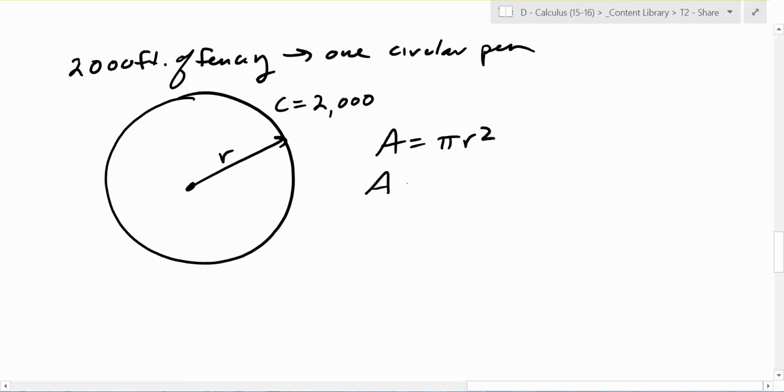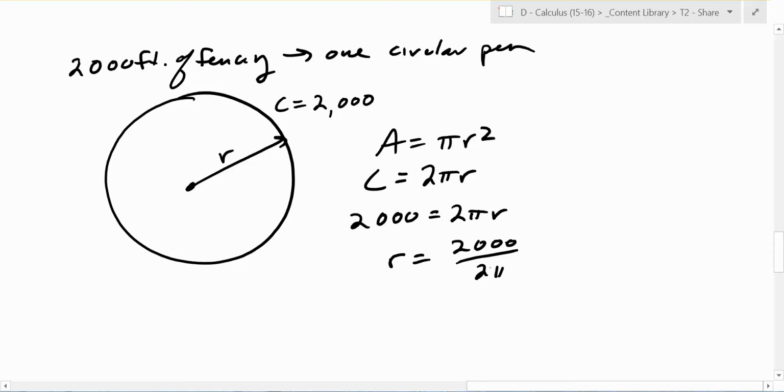So in this case, the circumference is 2,000. What's the relationship between circumference and radius? What's the relationship between circumference and radius, Sarah? 2 pi r, yep. So if the circumference is 2,000, we have 2,000 is equal to 2 pi r, so r is equal to 2,000 over 2 pi, which is the same thing as 1,000 over pi.